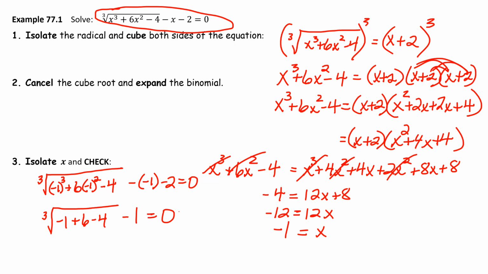The equation is 0. So that's the cube root of 1 minus 1 equals 0. And that is true. The cube root of 1 is 1 because 1 times 1 times 1 is 1. So this equation says 1 minus 1 is 0, and that is true. So this is the solution of this equation.